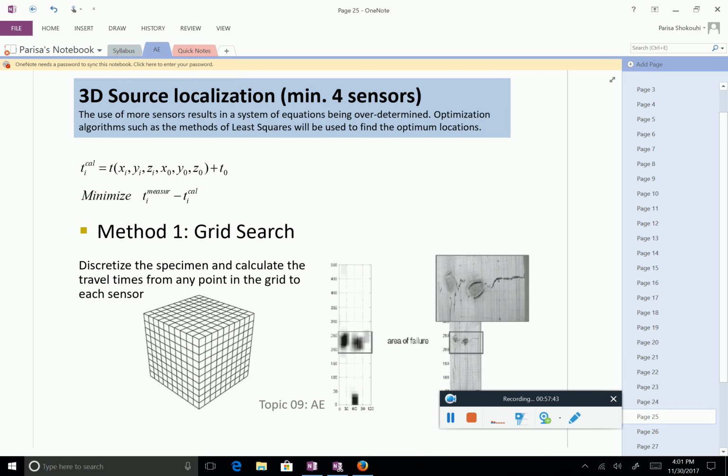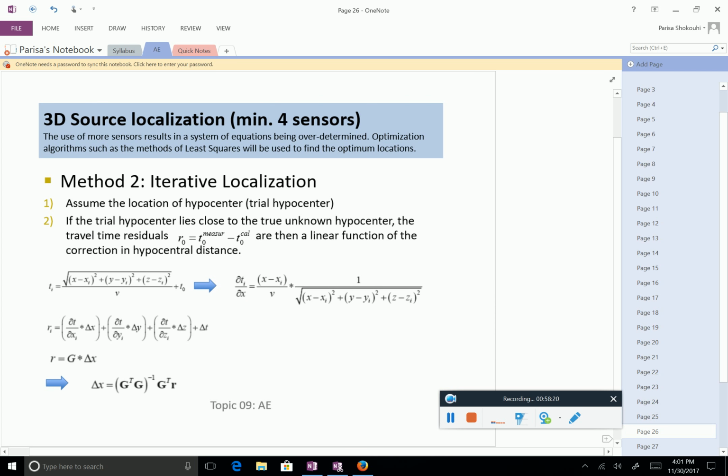So that's one school of thought, and there are many, many variations. People, depending on their applications, have tried different things, but this is kind of the main thing. The second way of trying to locate is you say, well, I assume my event is happening here. You calculate the time, and then you try to correct the position iteratively. That is the second method, which is the iterative localization.